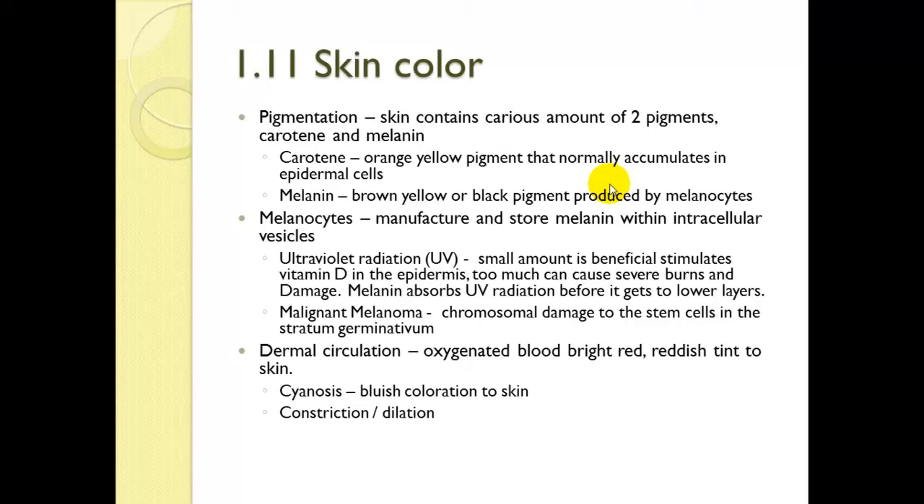1.11, skin color. Pigmentation contains various amounts of 2 pigments, which are keratin and melanin. Keratin is an orange-yellow pigment and normally accumulates in epidermal cells. And melanin is a brown, yellow, or black pigment produced by melanocytes. Next term on this list is going to be melanocytes. They manufacture and store melanin within intracellular vesicles.